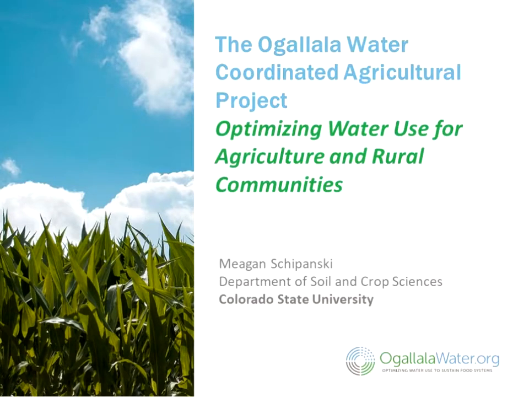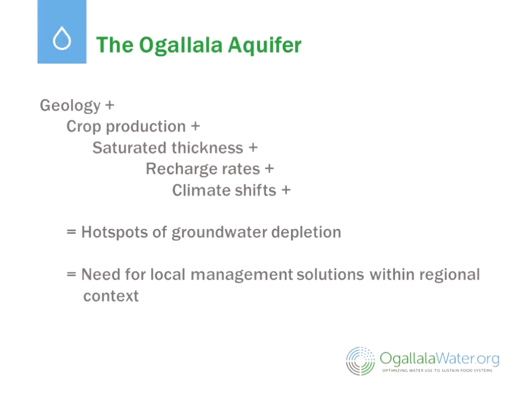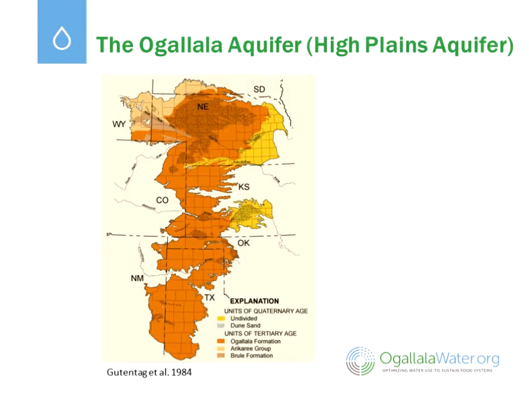So yeah, I'm going to give an overview of a project that is in its second year now, and I'm going to start by setting the context. First, introducing how the interaction of geology, crop production dynamics, the saturated thickness of the aquifer across the region, recharge rates, and shifting climates are impacting the current state of things, where we have hotspots of groundwater depletion. Then we'll move forward, as most of the talk today will be on the so what, now what do we do with that information that we have, given that context.